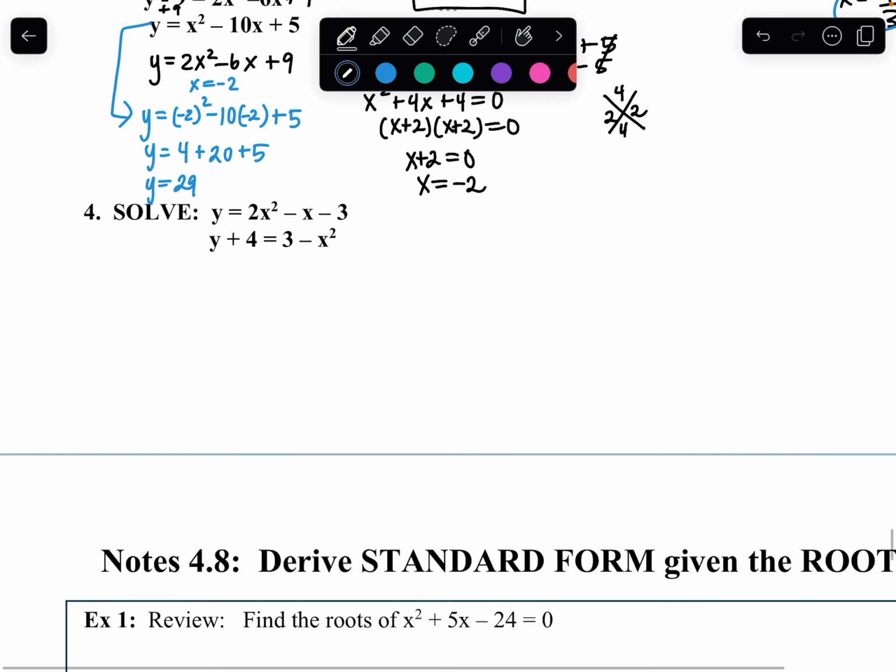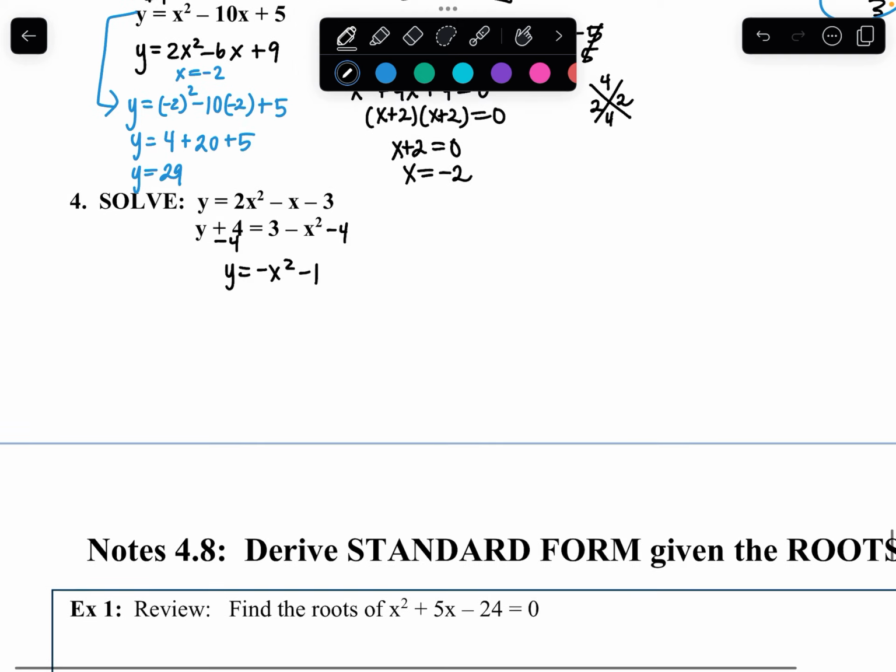Okay, and then for the last one, solve them both for y. So I'm going to subtract 4. And I like to put them in standard form. And so this would be negative x squared, and then 3 minus 4 is negative 1. So that's one of my quadratics. And then the other is the 2x squared minus x minus 3. Okay, and so I'm going to set them equal to each other.